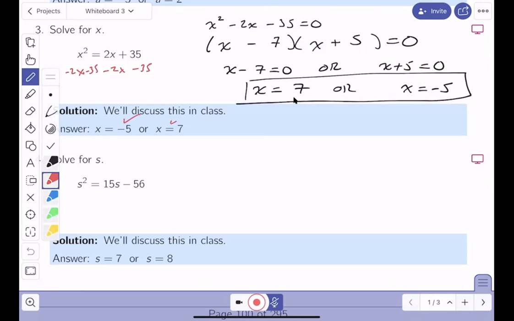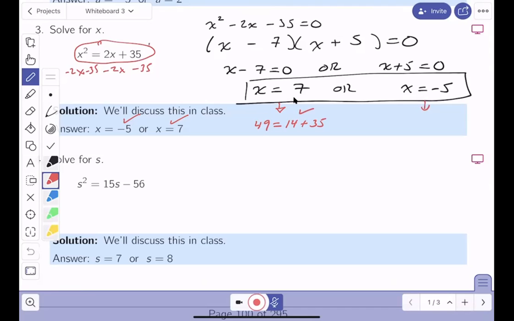I see -5, I see 7. I want to check it though. The way I'm going to do that, I'm just going to look at this and plug it back into the original. So if x is 7, what would you get? 49. And 2 times 7 is 14. Well, 14 plus 35 is 49. That worked beautifully. Let's try this one, which is -5.